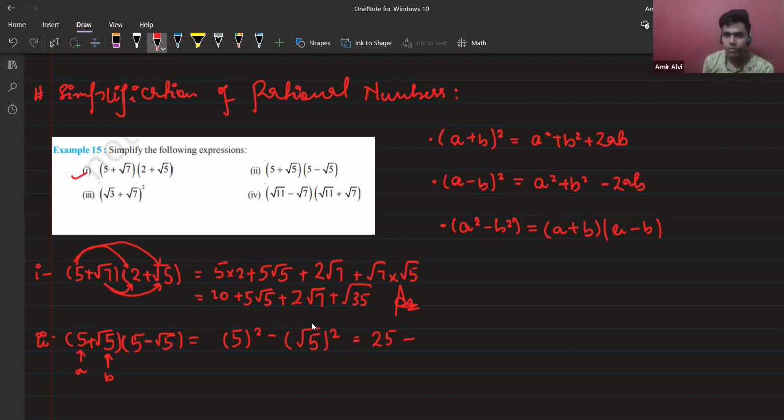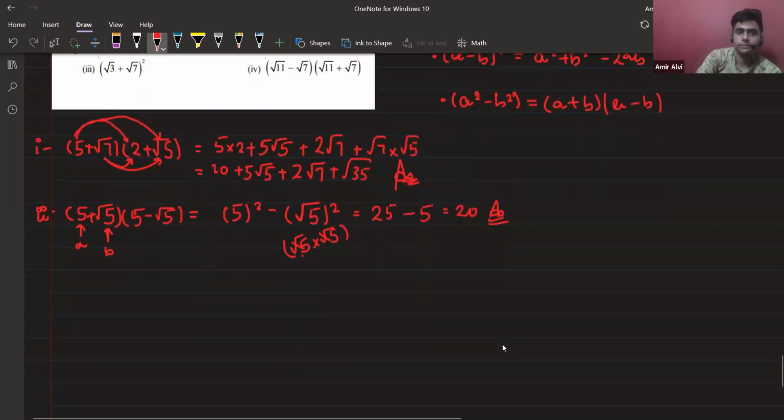No, that's wrong. I told you, if the square root is there, how do we write the square root? If you multiply the same square root number to itself, this root will cancel out, yes or no? Yes. Have you got this point, Simrat? Yes. Okay, so 5 will be left, square root of 5 squared, which is basically 5. So 25 minus 5 is 20. This is our answer.